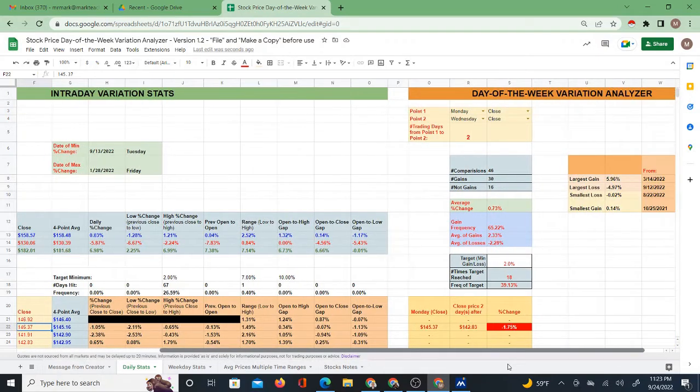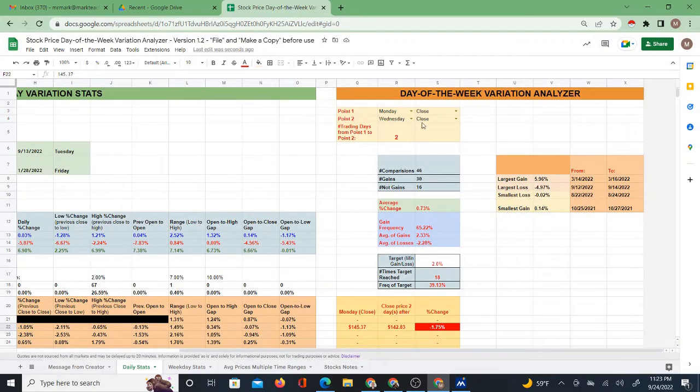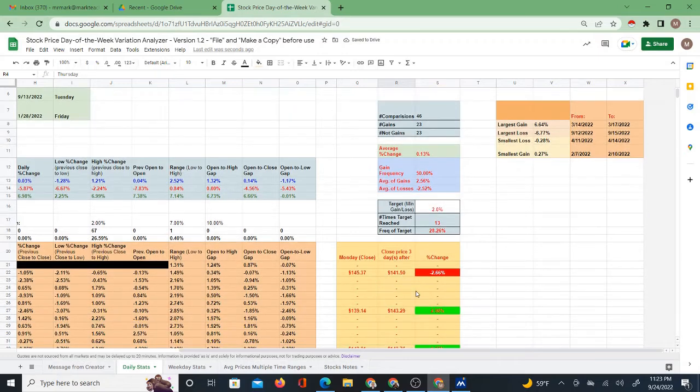But we're also going to look at the day of the week variation, meaning comparing, for instance, Monday's closing price to Wednesday's closing price, or Monday's closing price to Thursday's closing price. And I'll show you how that works as well.